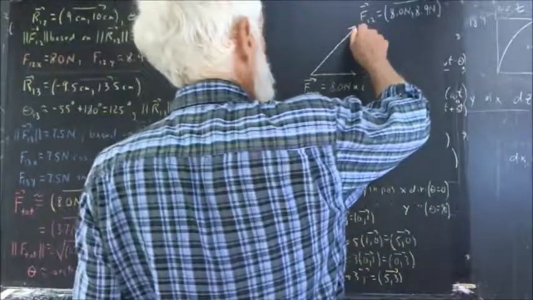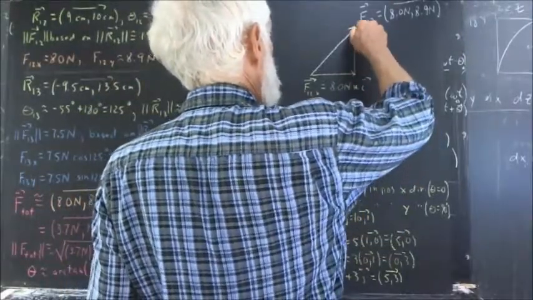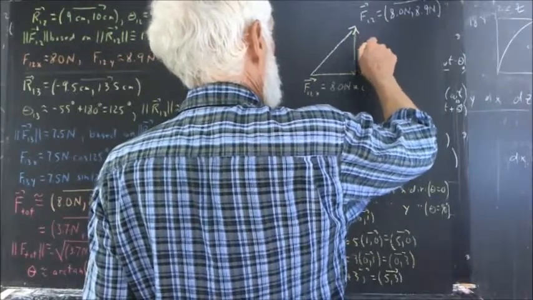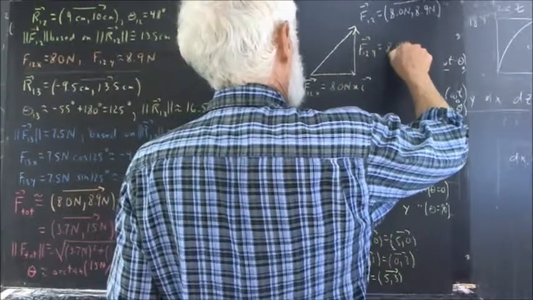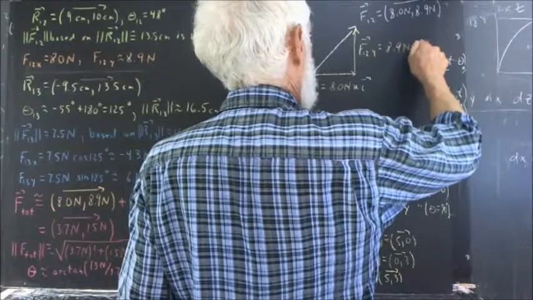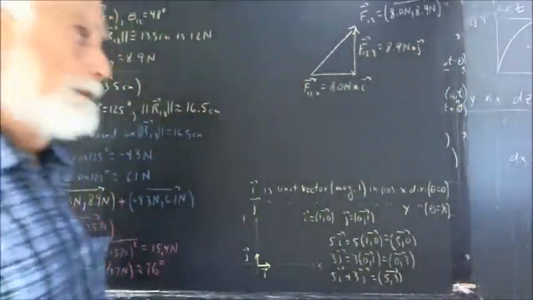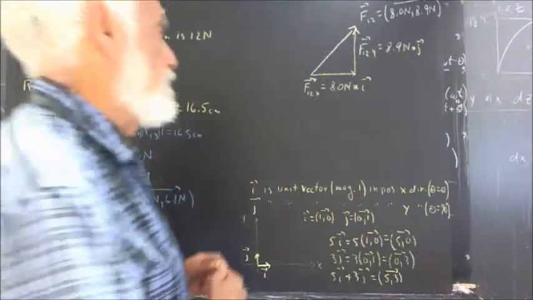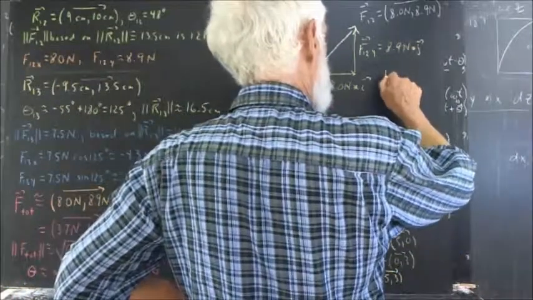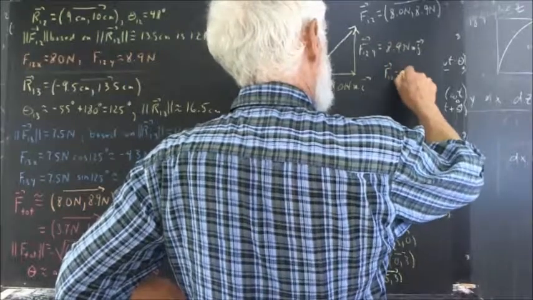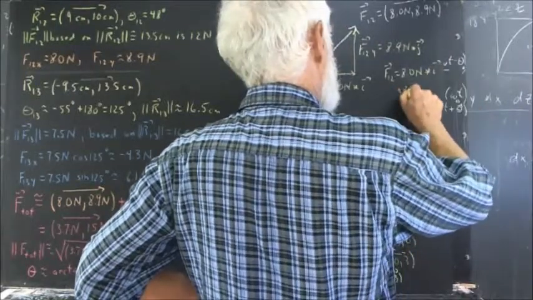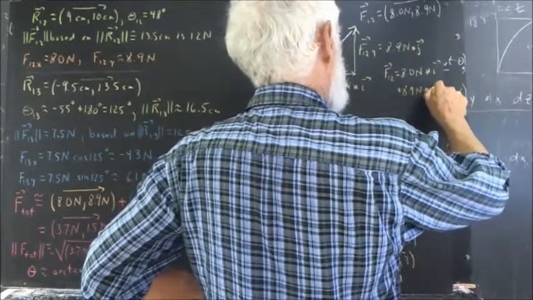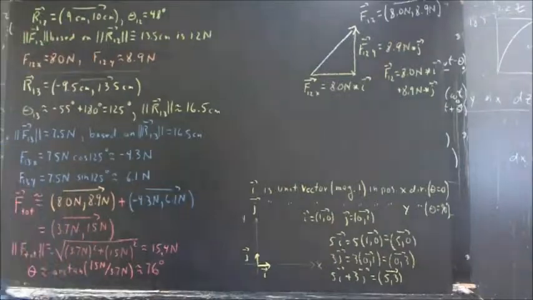And here we've got F12y, and that's 8.9 newtons times the J vector. So now we can say that F12 is 8 newtons times the I vector plus 8.9 newtons times the J vector.